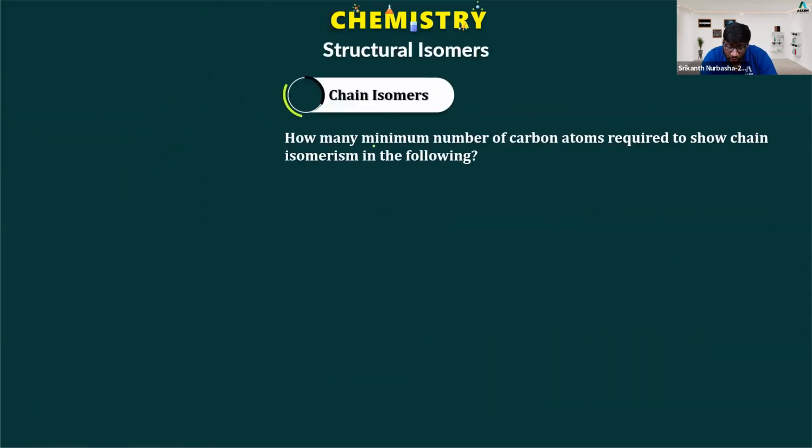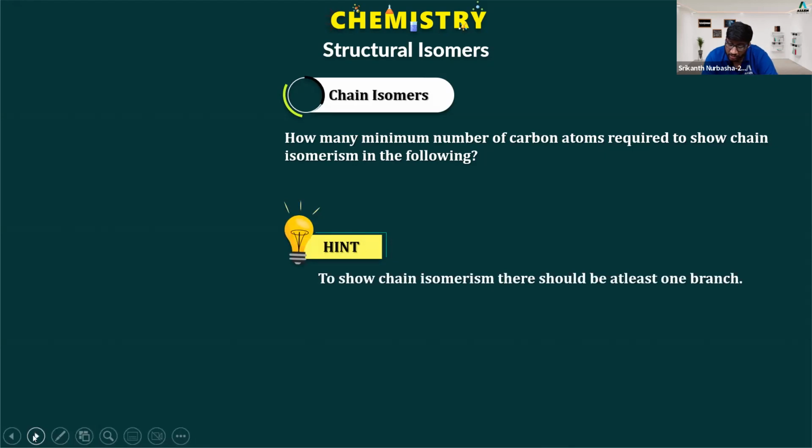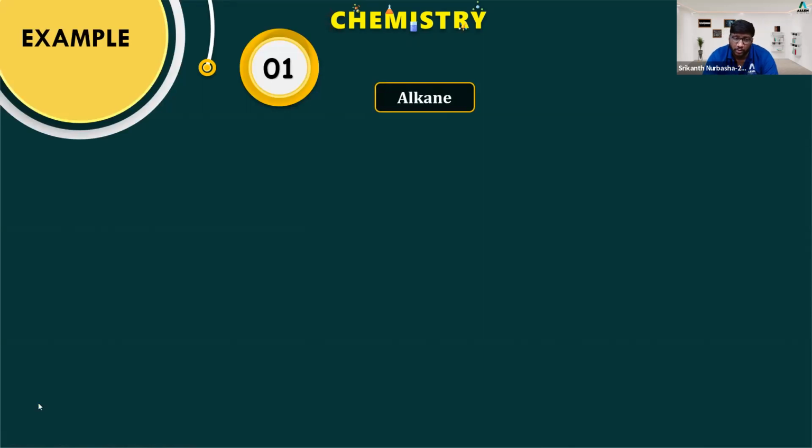Try to answer this. What is the minimum number of carbons required to show chain isomerism in the following? To show chain isomerism, there should be at least one branch, so there should be a possibility of change in the structure. Different examples we are going to consider now. Like alkanes, what is the minimum number of carbons we should have to show chain isomerism? If you have methane, no possibility, no isomer at all. If you have ethane, CH3, no isomer, no possibility.